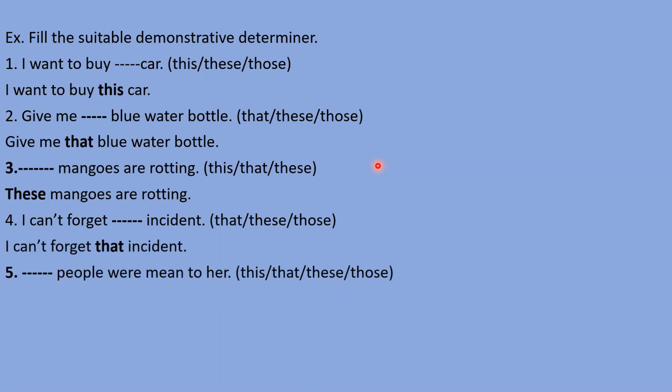Good. People were mean to her. Four options are here: this, that, these, and those. People were mean to her. So what can be the right answer? Who can let me know? If you can't reply, please put your hand down. If you want to reply, please raise your hand.